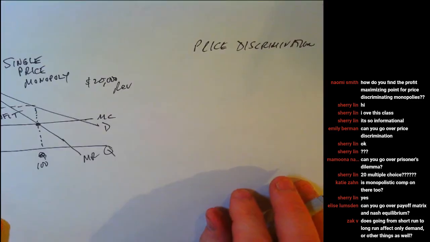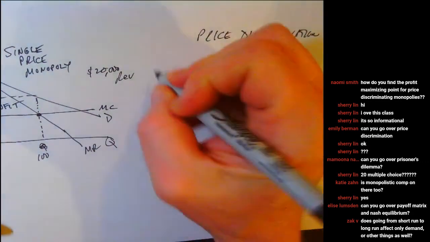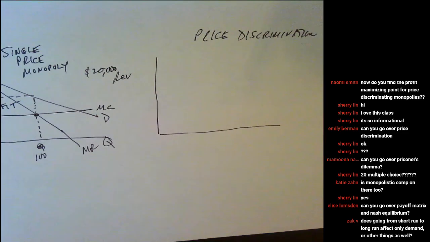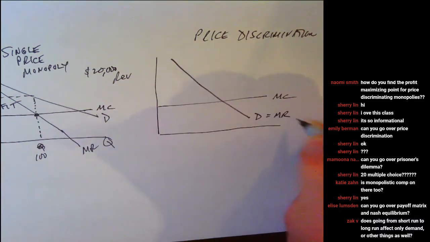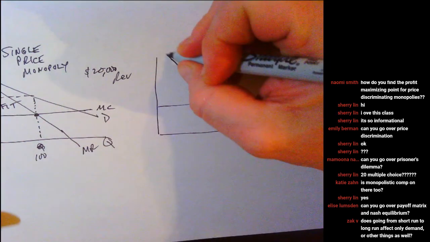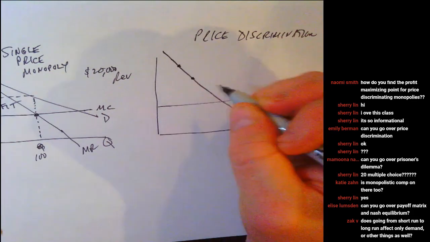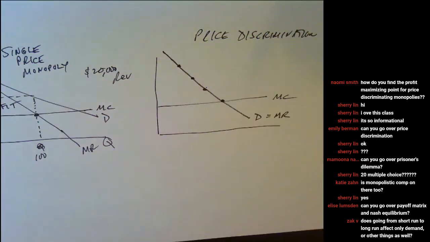And let me slide that over for a second. So with price discrimination, things change a little bit here. We still have our marginal cost right here, but demand equals marginal revenue. Okay, so what the monopolist can do is they can charge here, they can charge here. It's not a single price. They can charge here, and they can charge here.